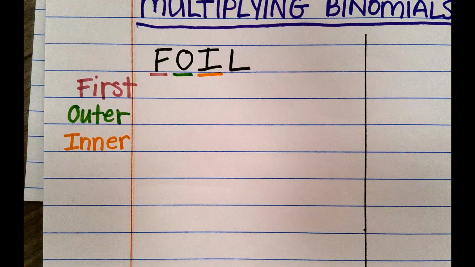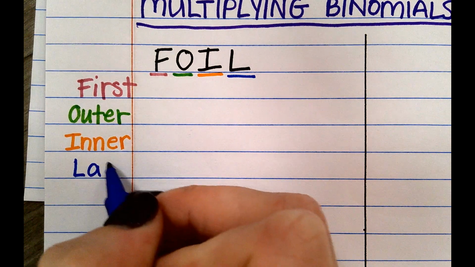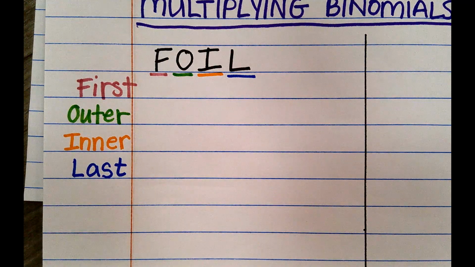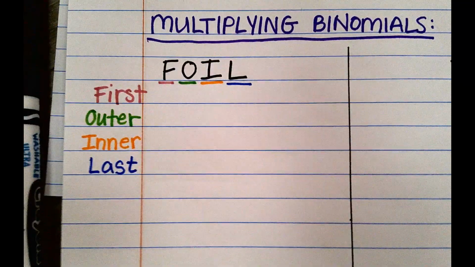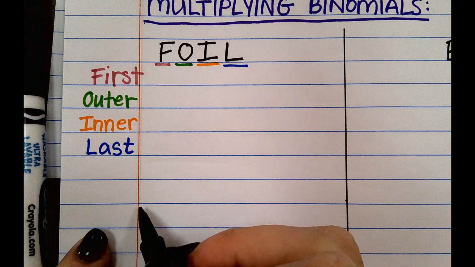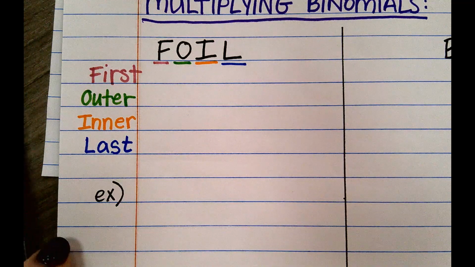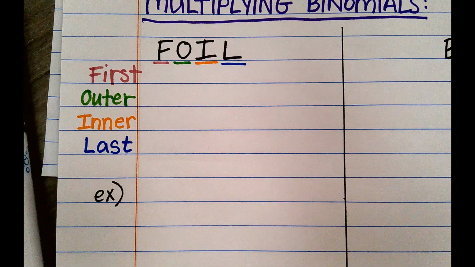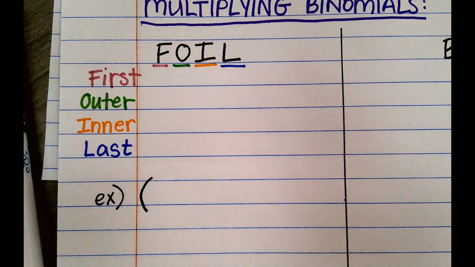And L for last. Let's use blue. Okay. And here is how that would work. So let's write an example below. In that example, we're going to have two binomials in parentheses beside each other, and we'll start with some simple binomials so we don't get too complex too quickly.